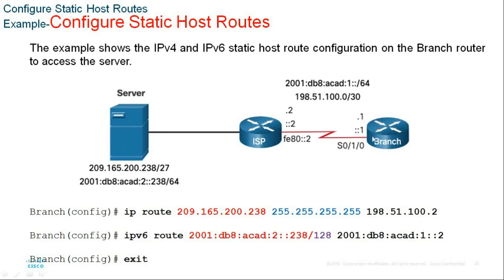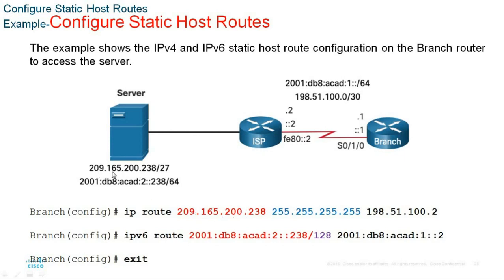But what type of static routes are we going to configure? Static host routes. See here. For example, I am at this branch and I want to reach this server. This is the IPv4 address. So I'm going to write the syntax on the branch router: ip route, and then the IPv4 address of the server, 209.165.200.238. This is not the network; this is the IPv4 address of the server.